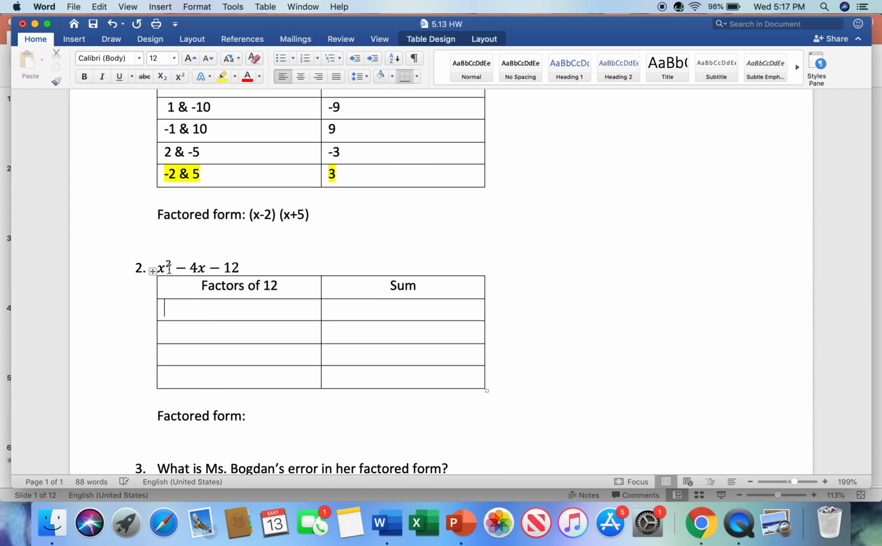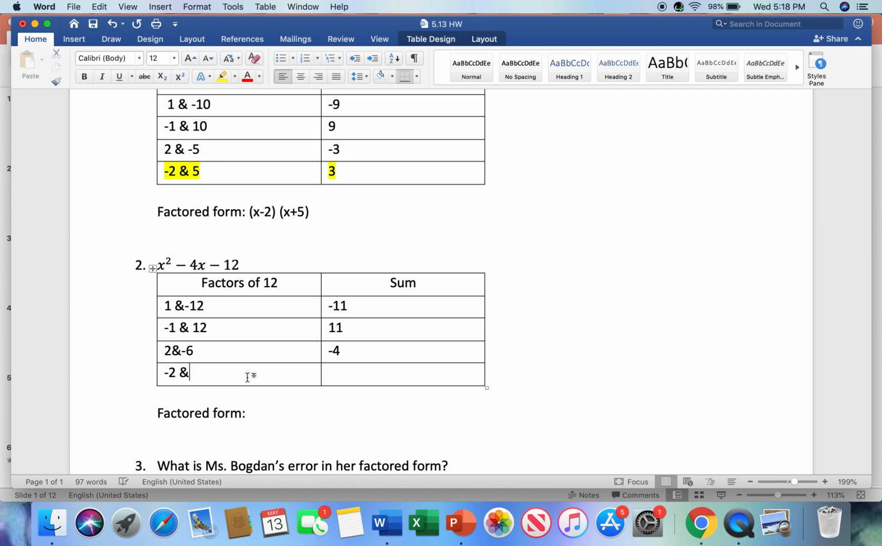Let's try the next one. So both negative, so we need a positive number and a negative number that multiply to negative 12 but add up to what? Negative 4. So let's start off. So we have 1 and negative 12. That sum is negative 11. We can have negative 1 and 12. What's that sum? 11. We could also have 2 and negative 6. What's that sum? Negative 4. We can also have negative 2 and 6. What's that sum? Positive 4.